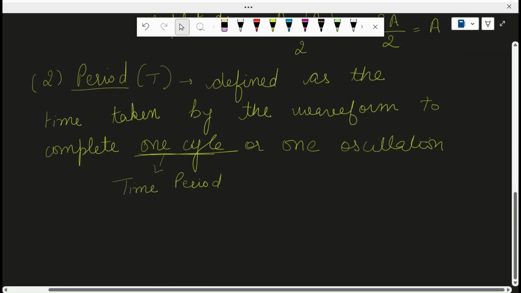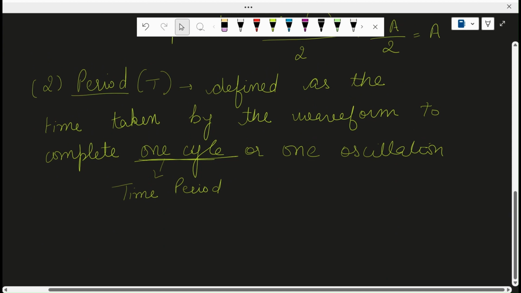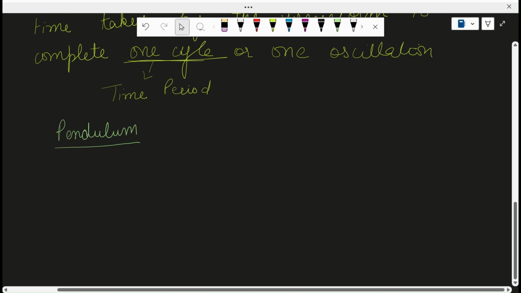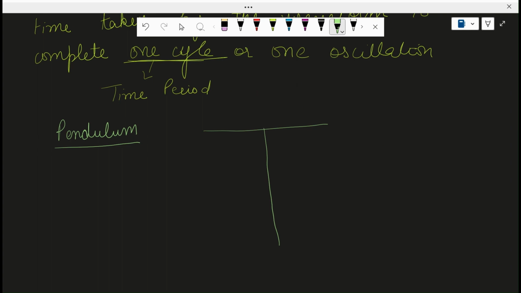So let us understand this with a very nice live physical example. Let us take the example of a pendulum. I hope you all know what a pendulum is. So how does a pendulum work? We will quickly see that, and how we can relate the waveform of a sinusoidal wave to the motion of a pendulum, right? So this is the pendulum.